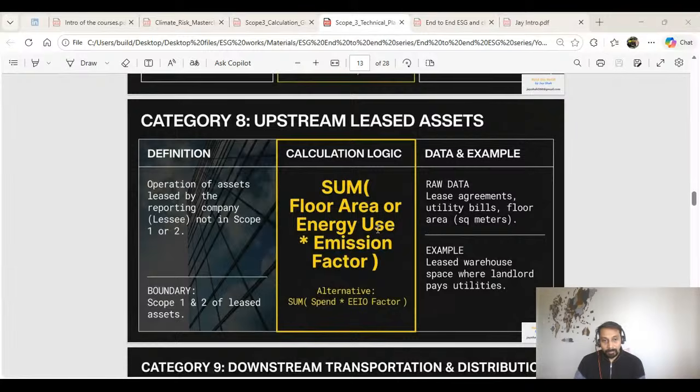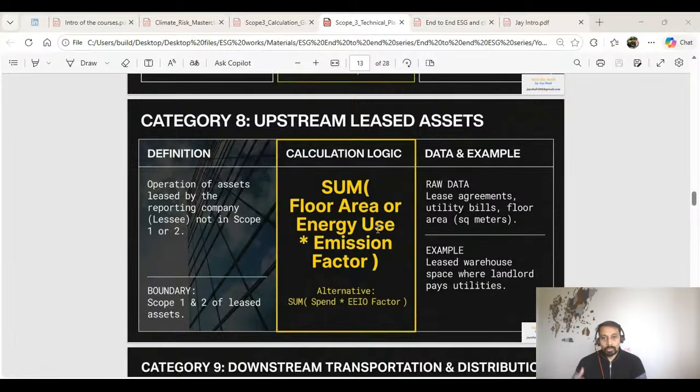So the formula is very simple: the floor area or the energy use for all the big office spaces that you have leased or rented, or any kind of warehouse, multiplied by the emission factor. So the fallback is the spend-based method.